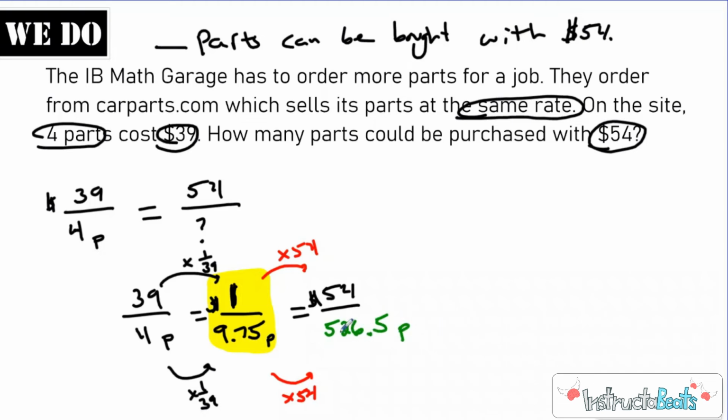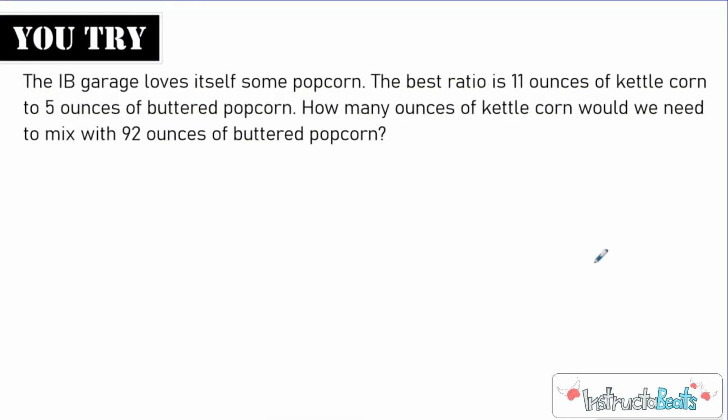So again, using my unit rate to help me solve this problem makes this a lot easier. It's just another tool in the toolbox. If you know proportions, you know how to cross multiply, that's great too. We just haven't gotten there yet, but that's also a strategy if you know how to do that. So when I come back and write this, I could buy 526 and a half, or 0.5, parts with $54, assuming my same rate.